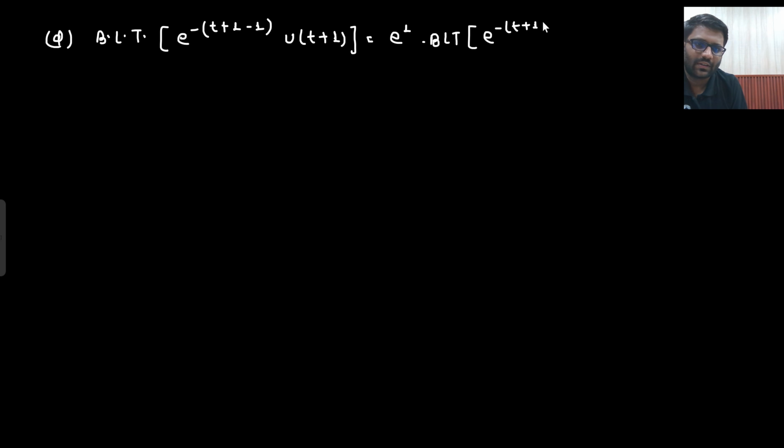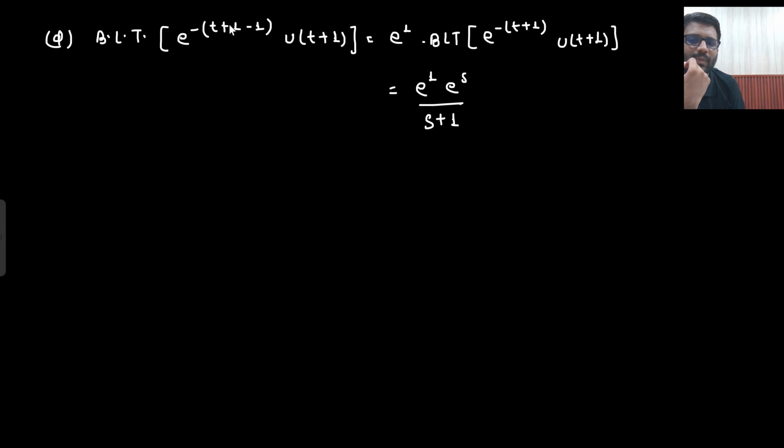Bilateral Laplace transform of e to the power minus t u of t plus 1, e to the power minus (t plus 1 minus 1) u of t plus 1. So what would that be? Here e to the power 1 will come out, dot bilateral Laplace transform of e to the power minus (t plus 1) u of t plus 1, e to the power 1 e to the power s, t is replaced with t plus 1, so e to the power s, and e to the power minus t u of t would be s plus 1, right?